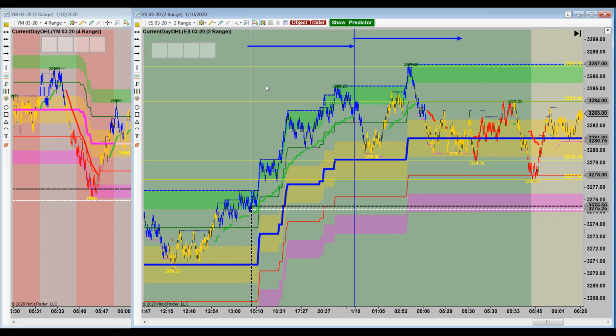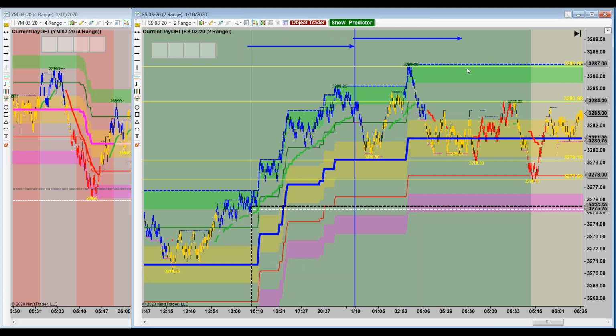Now, there's one other thing I put on here, and this is the last I'll talk about the indicators: this current day open high low. This is an out-of-the-box Ninja indicator. We didn't develop this. It's just straight out of the box from Ninja. Current day OHL. The white line is the low of the day. The black dashed line is the open of the session. And the blue dashed line is the high of the day. Now, you can make those whatever color you want. I just picked white, black, and blue because they show up pretty well on the chart.